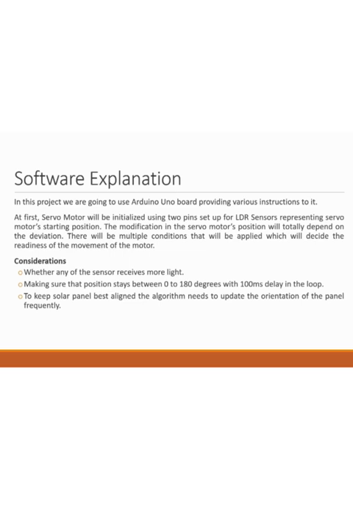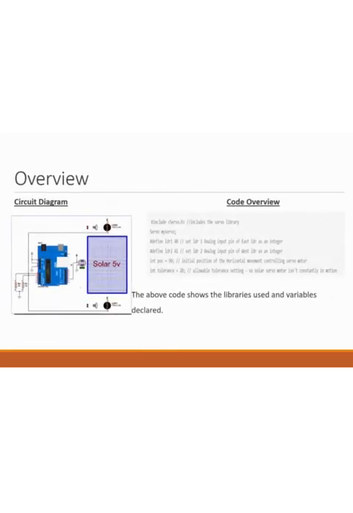Proceeding further, we can see a code overview in which there are some libraries that are declared which will be used in the code. Like the first is the servo library, then there are some examples of variables to get an overview of the points that will be used. Also there is a circuit diagram to take as a reference for the idea. So that's all from my side.